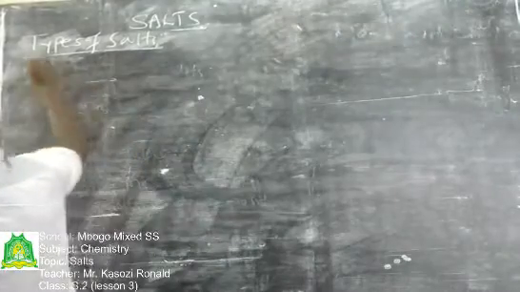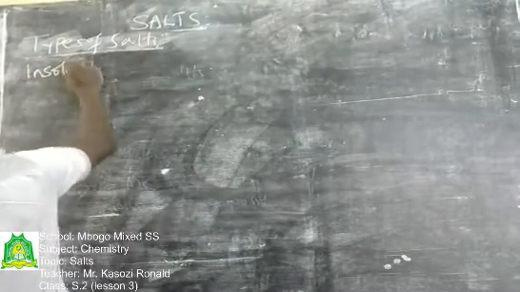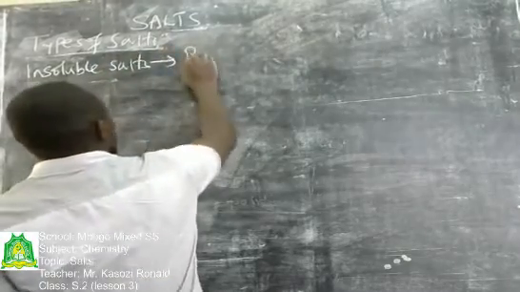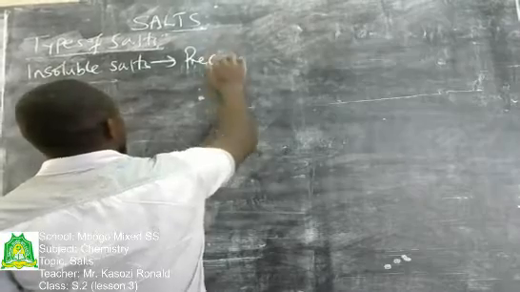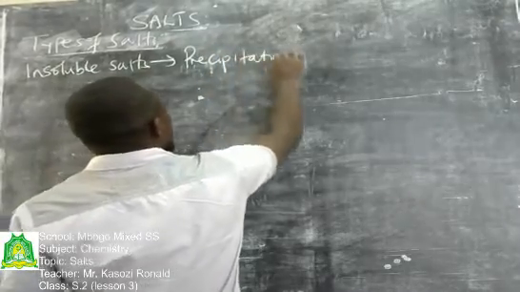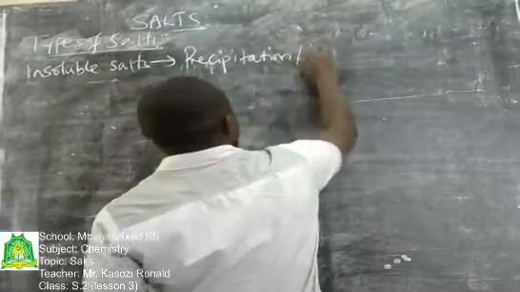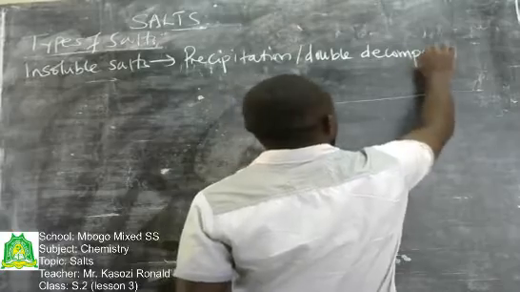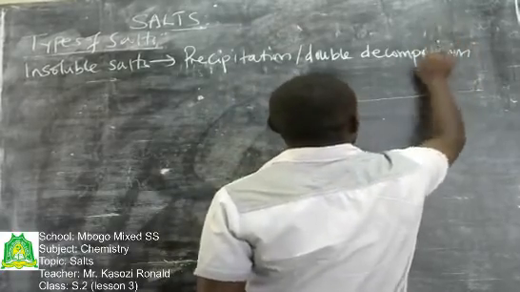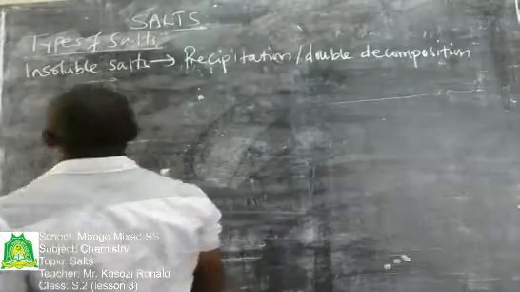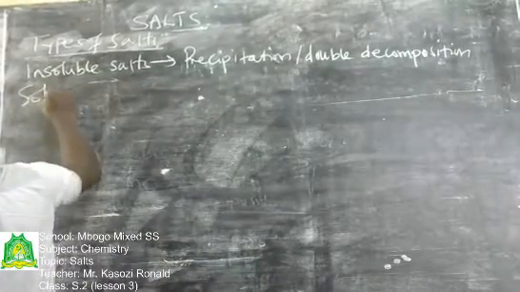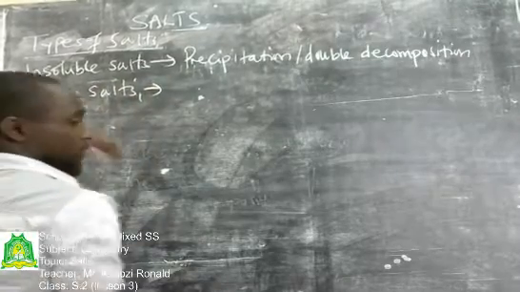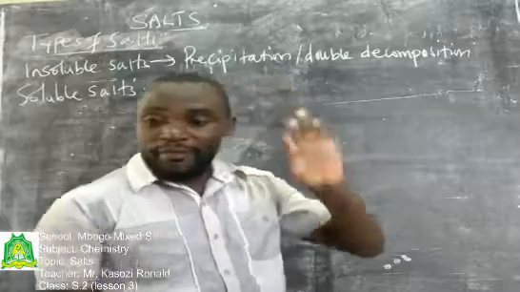Insoluble salts are prepared by precipitation, or double decomposition method. Then soluble salts. How do we prepare soluble salts? Soluble salts are prepared by other methods.